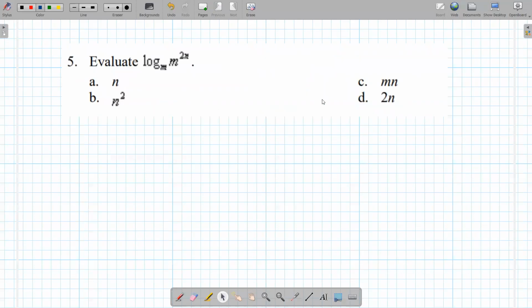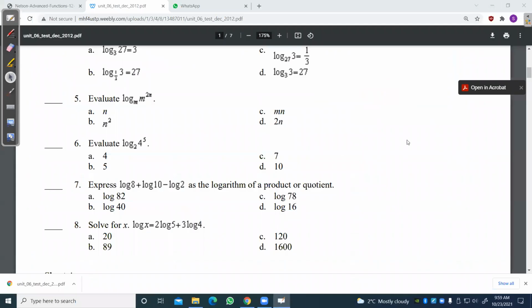Let's quickly do this one. Okay. What's the right option? 2n. Yeah, exactly, because this cancels out, right? Yeah. All right, perfect.